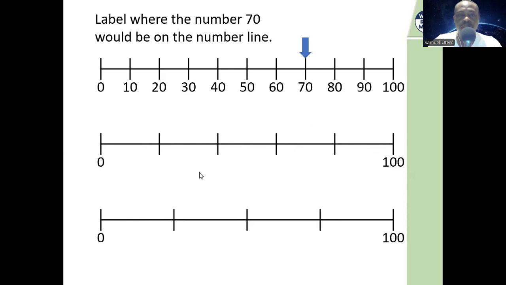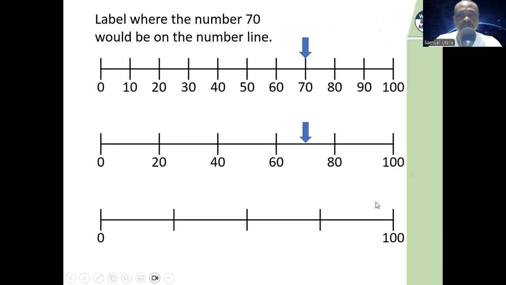So to find out what each interval is worth, we can divide 100, which is the difference between the start and the end of this number line, by 5, which is the number of intervals. That gives us 20. So we can use that information to complete our number line. Now, if 20, 40, 60, 80 are in these positions, of course, we know 70 will be halfway between 60 and 80, and we can put that label there.